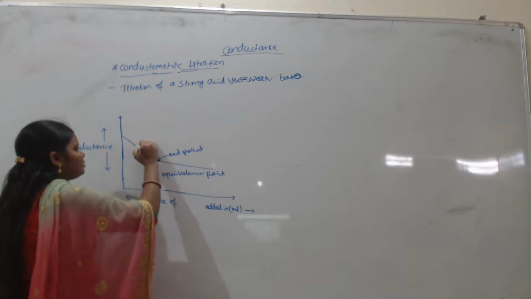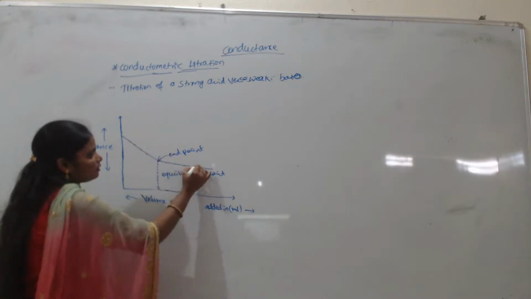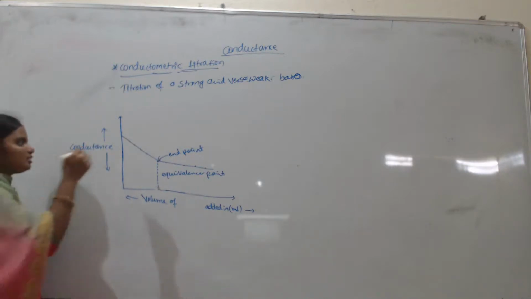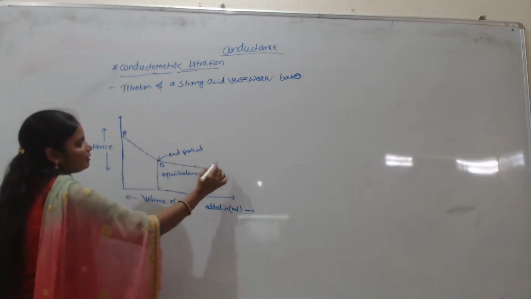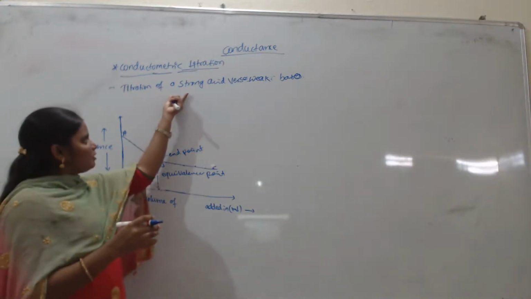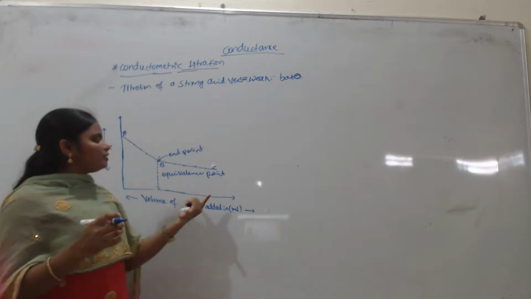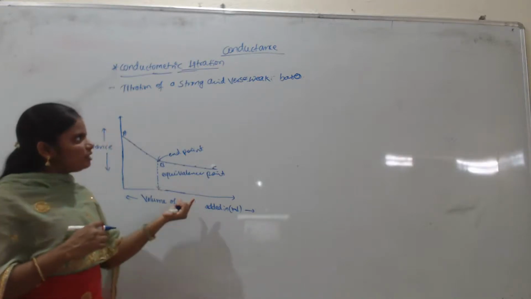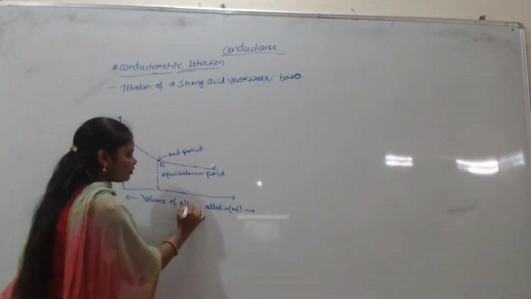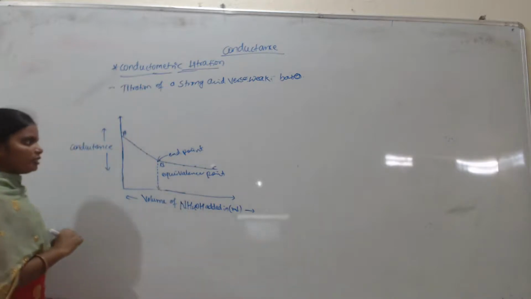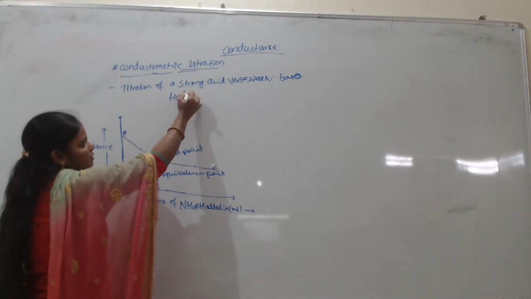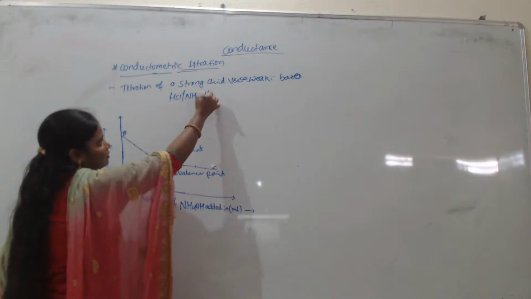And here the values come like this, and we name the points A, B, and C. This is also the same: the volume of titrant added, where the titrant is the weak base. You take ammonium hydroxide, NH4OH, as the weak base, and HCl as the strong acid. Strong acid versus ammonium hydroxide.